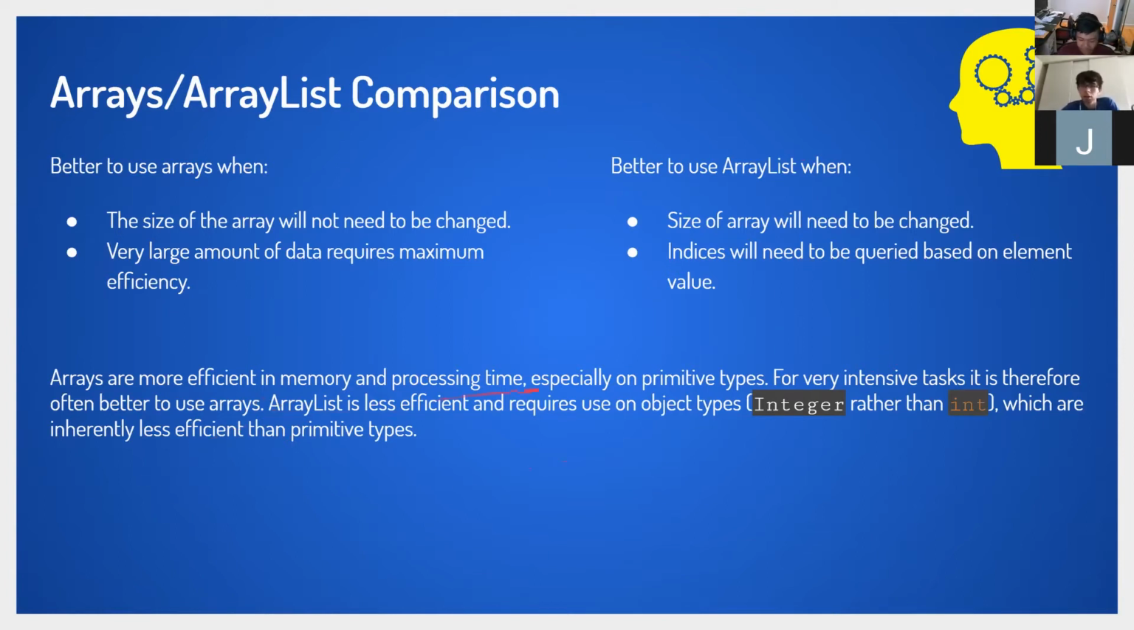An array list is less efficient, and you also have to use object types. And the reason why array list is less efficient is because behind the scenes, it's called an array list because it uses primitive arrays behind it. And every single time you add or remove something, it creates a new array every single time. So doing stuff with an array list can become really expensive if you're doing them over and over again really quickly.